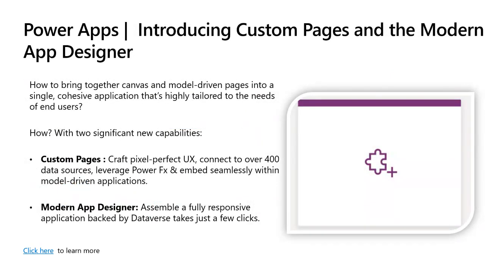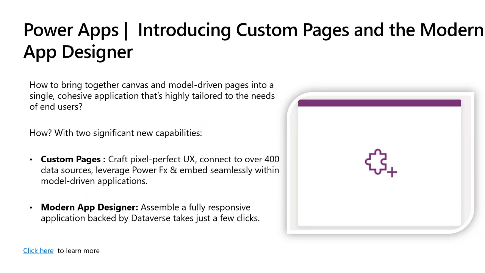Next topic is on the Power Apps side. This is around introducing custom pages and the modern app designer. So right now, there's canvas apps, there's model-driven apps. How do you bring those together? A couple of new significant capabilities are going to help with that. The first is custom pages.